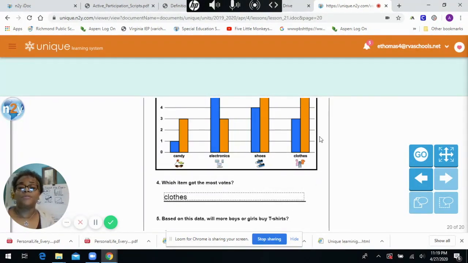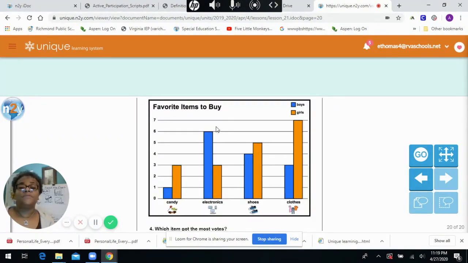So we're looking at the bars now. We're counting, but let's look. See, this one is here and this one is here, but they said which one had the most votes. So you have to be careful. Now, if it was single, just the boys, then we would say electronics. Or if it was just the girls, we could easily say it was clothes. But since we have boys and girls, we have to count both groups. Because just for example, if it was a 4 here and then a 6 there, it would have been a tie because 4 plus 6 is 10. So we had to count to make sure.